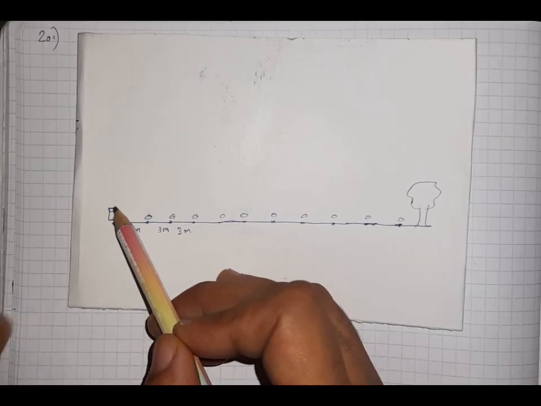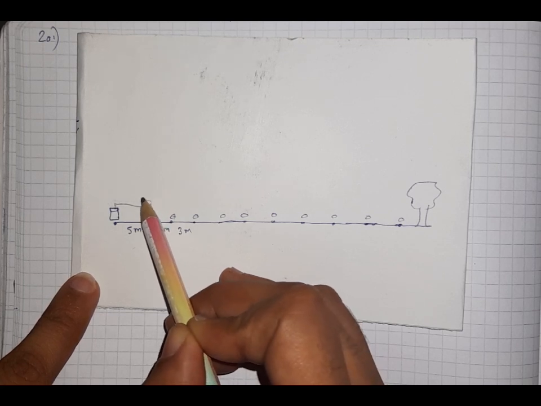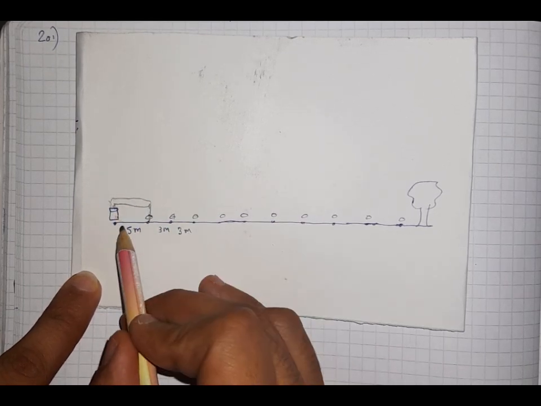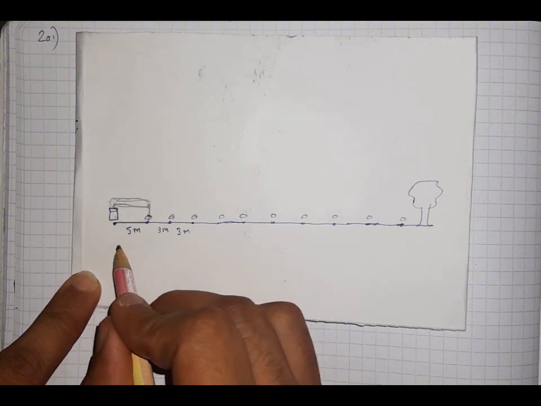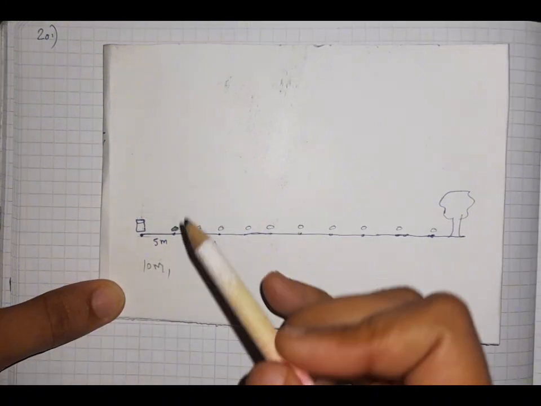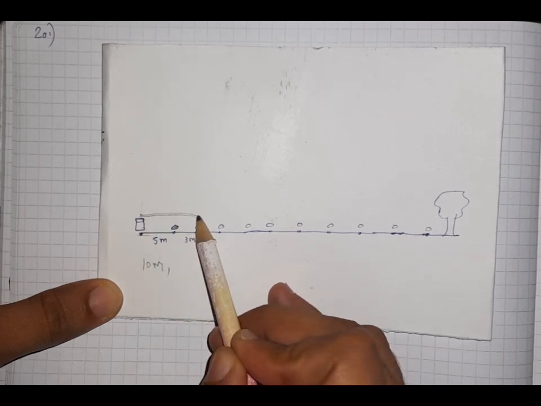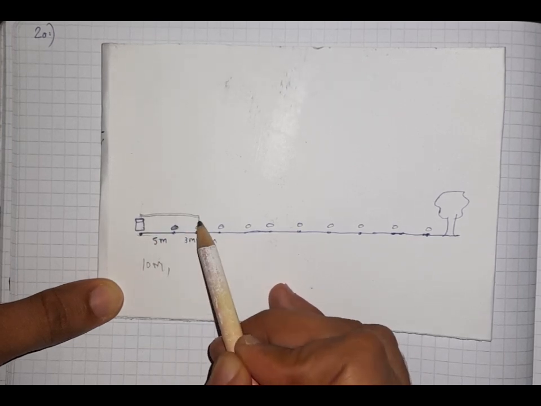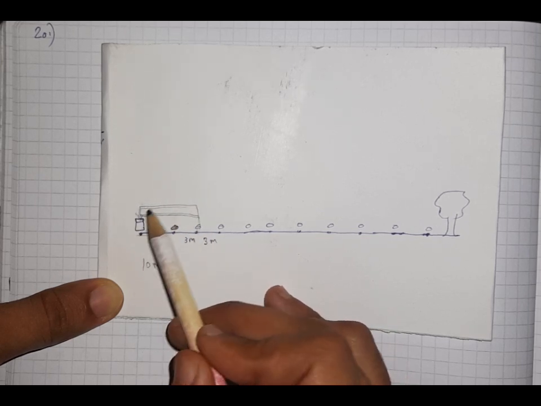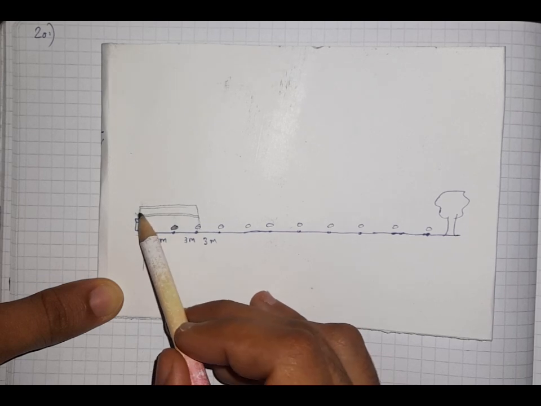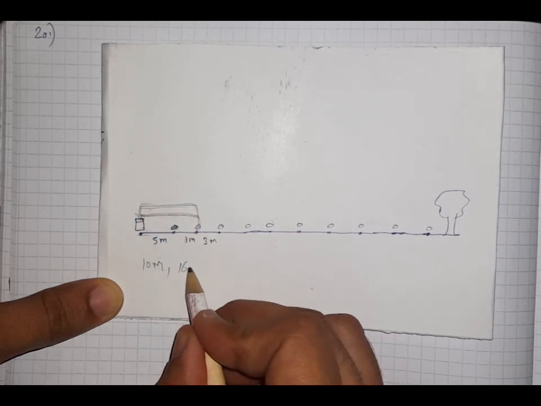The competitor starts from the bucket, runs towards the first potato, picks up the potato, and then drops it in the bucket. So it covers the distance of 5 meters initially, then back again 5 meters. So 5 plus 5 equals 10 meters. Then the competitor picks up the next potato and covers a distance of 8 meters. Then again runs back towards the bucket and drops it in the bucket. So in the whole it covers a distance of 8 plus 8, that is 16 meters.